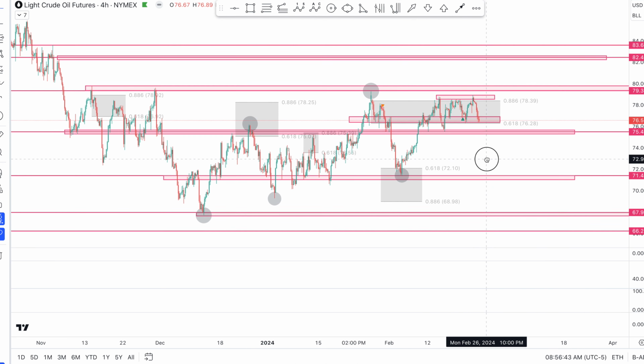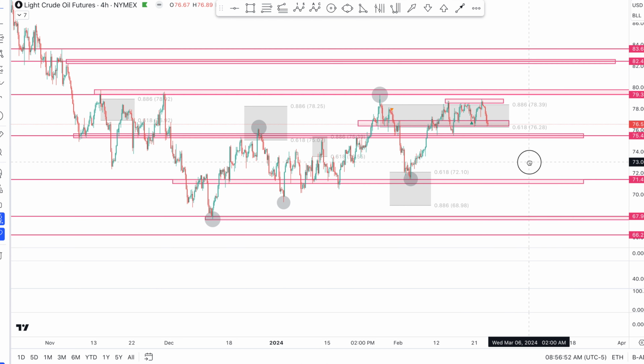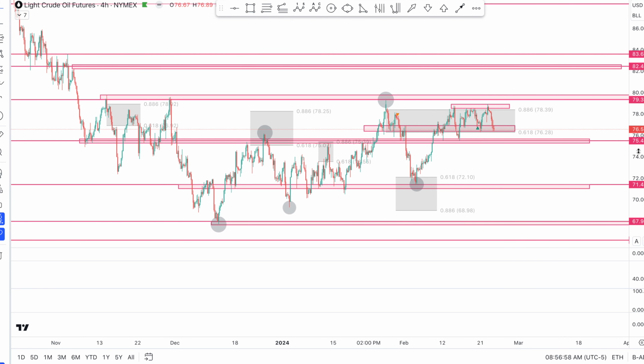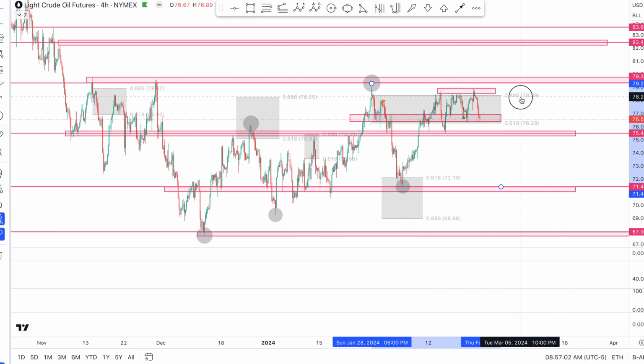So if you don't see the merit of looking at the 618 to 886 levels after this, I don't know what to tell you. It's obvious crude oil loves to extend to between those two levels. So now what? These are just clues, right? This is giving you fantastic clues.